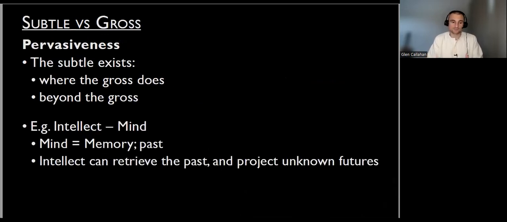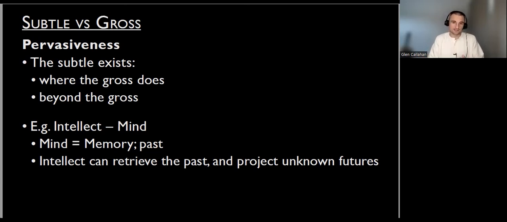So what do we mean by the word subtle? Subtle we define across two metrics. The first is pervasiveness. So the subtle exists wherever the gross does, and it exists beyond the gross. So an example of this is within the human personality, the intellect and the mind. Intellect is subtler than the mind. The mind comprises memory. The mind can only go to places that it has already been. It can only retrieve information that it has accumulated from past experience. That's the mind. Your dreams, for example, are returning to you a whole mixture of things from past experience. It's the realm of the mind.